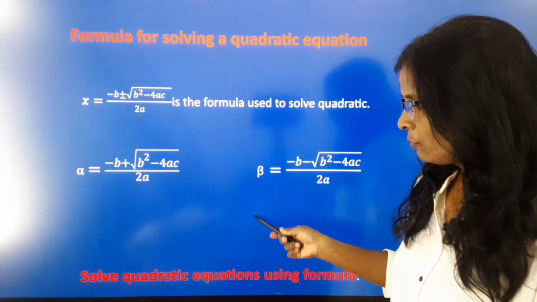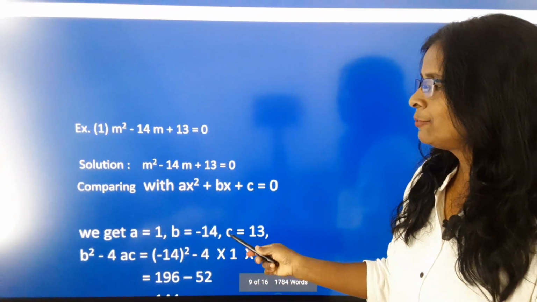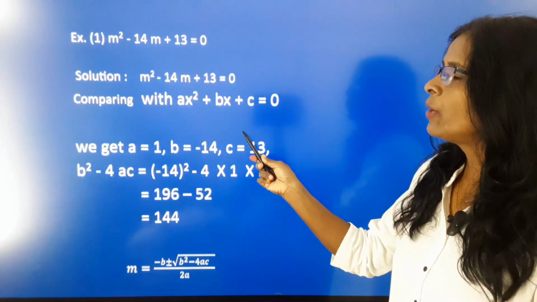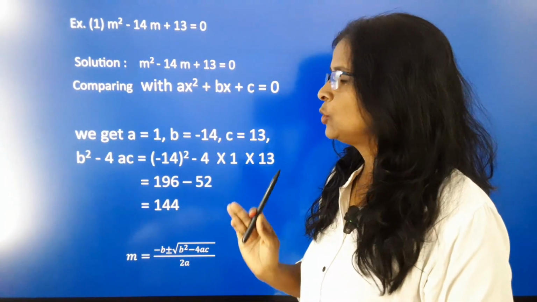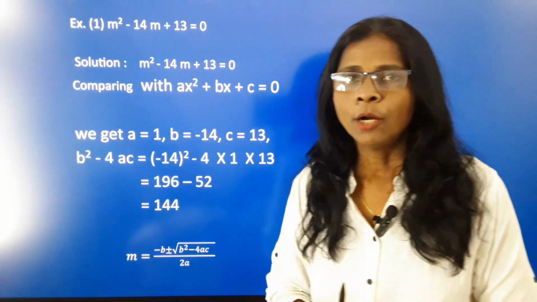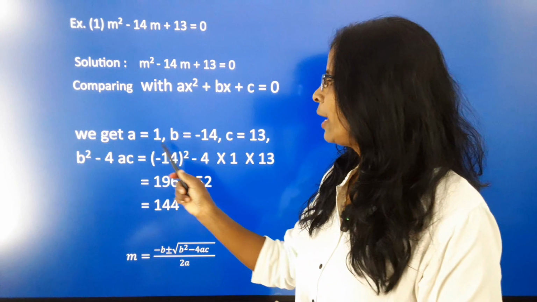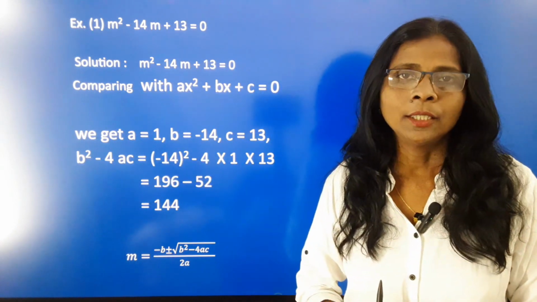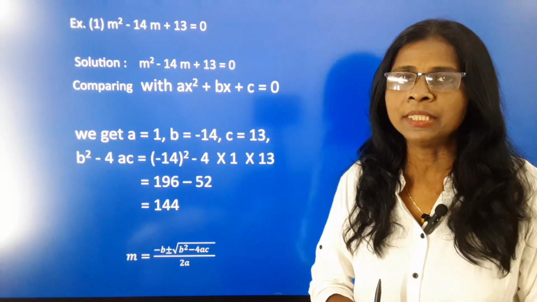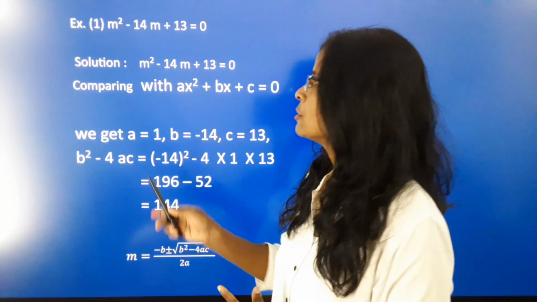Okay, so now let us see the first example, students. The first example is m square minus 14m plus 13 is equal to 0. So first we have to find out the values of a, b, c. That is necessary. So how can we find them?